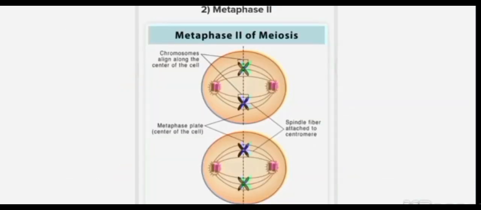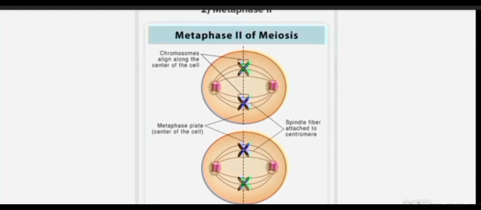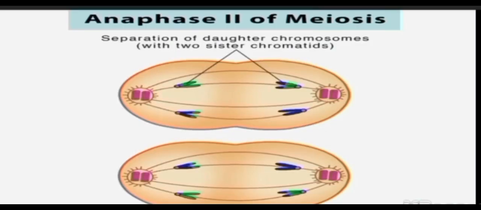Next is the metaphase 2 of the meiosis. In metaphase 2, the chromosomes start aligning via the spindle fibers. So here the chromosomes will be aligned at the equatorial plate, which we call the metaphase plate. Next is the anaphase 2 of the meiosis, where the spindle fibers would contract, pulling these sister chromatids toward the opposite poles. So here the chromosomes get pulled apart.